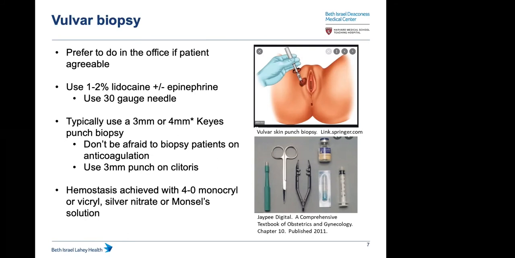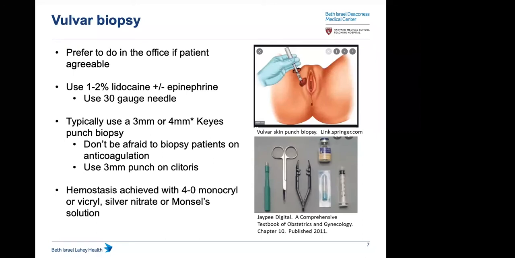You wanna use a very small needle. As you know, this is a very uncomfortable injection. It's a very sensitive area, particularly if you're performing biopsies around the clitoris. So using a 30 gauge needle, if it's available in your office, is helpful. And if you have access to topical lidocaine, try to numb the skin prior to even performing the subdermal injection of the lidocaine to make it less painful for the patient. In general, I use a 3 millimeter or a 4 millimeter Keyes punch biopsy. 4 millimeter is preferable to get a large enough biopsy. But if you're biopsying around the clitoris, the smaller biopsy size is also better.